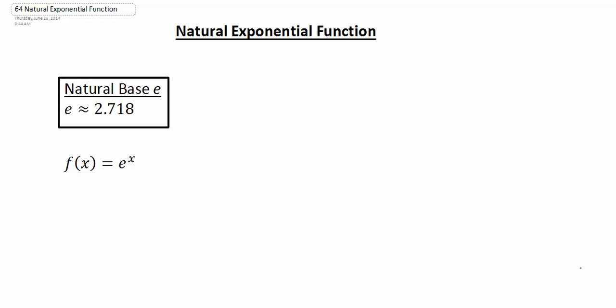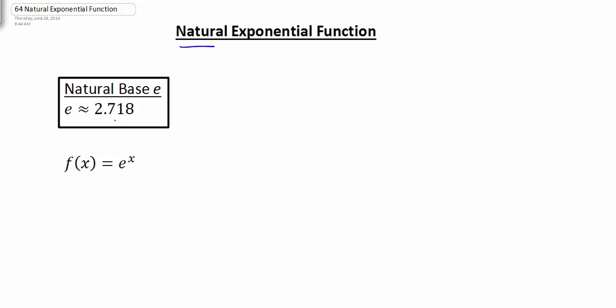This video is still talking about exponential functions, but now we're specifically talking about the natural exponential function. And it's the natural exponential function because we have this natural base e. And here you can see e is approximately equal to the number 2.718. E is representing a constant number.